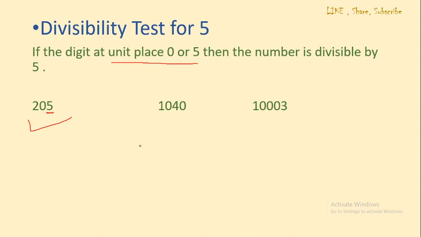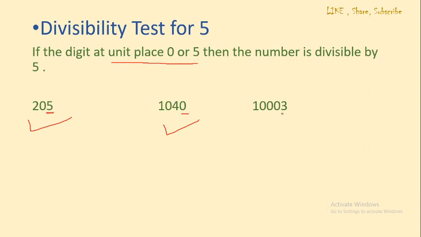If I go and check each of the numbers, the video can be a bit lengthy, so I have skipped it, and you can all check it out and tell me in the comment section. And now see 1040, at the unit place you have 0, so this is divisible by 5.